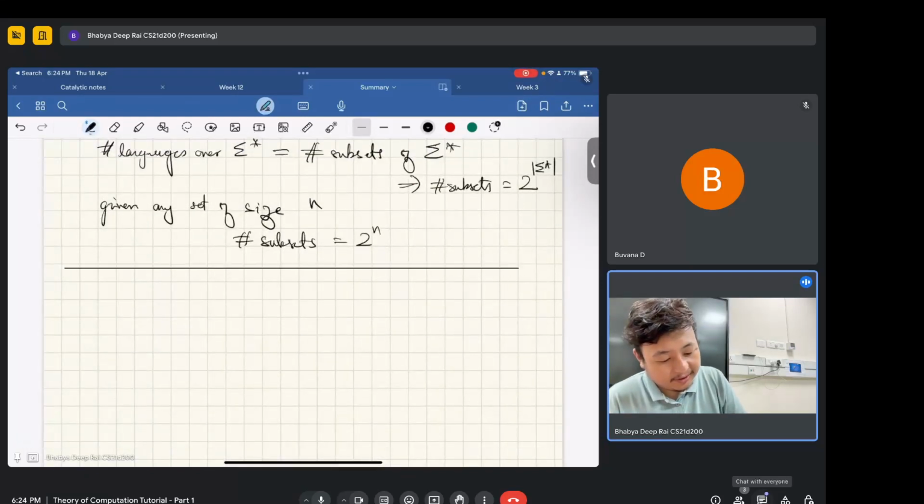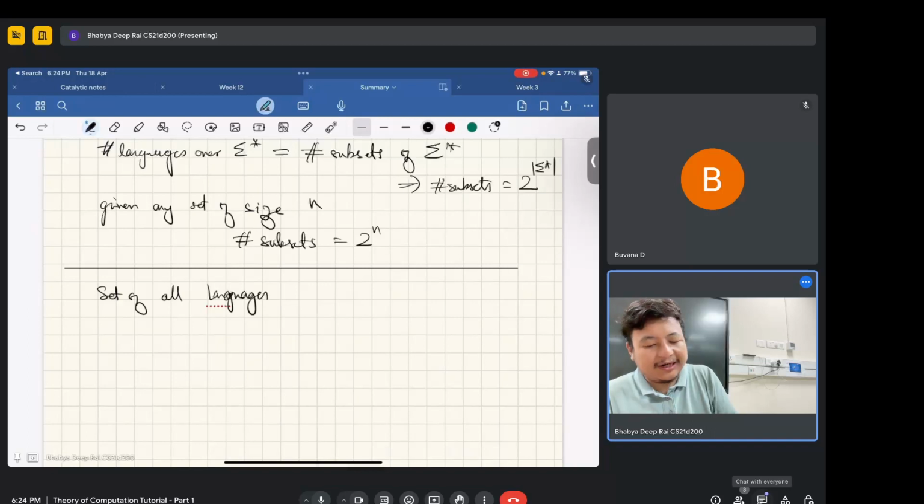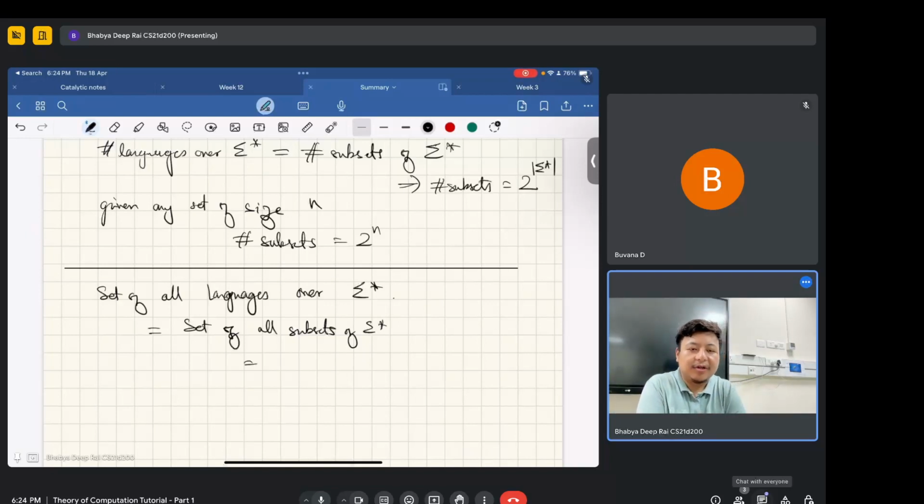Similarly, the set of all languages. I take every possible language over sigma star. The set of all languages over sigma star is nothing but the set of all subsets of sigma star. Do you know what this term is called? What is the term for the set containing all the subsets of that set? For any set, the set of all its subsets is called the power set.